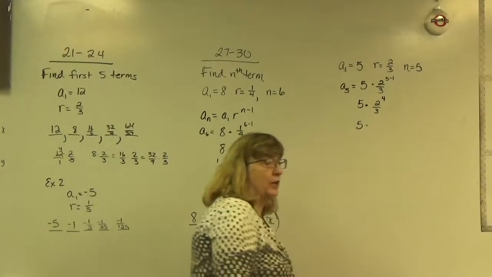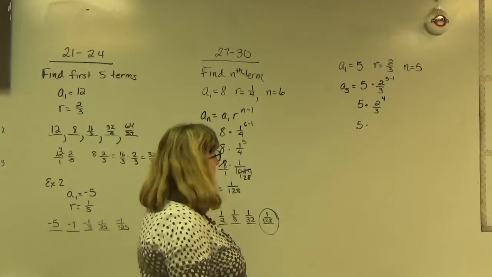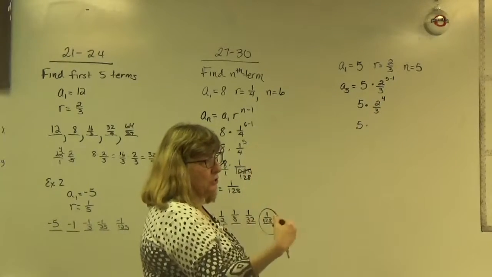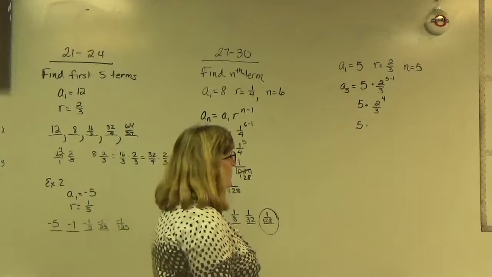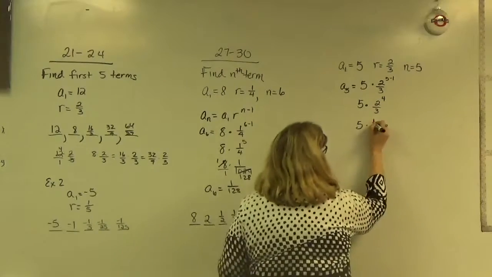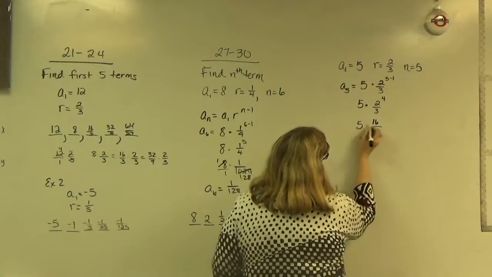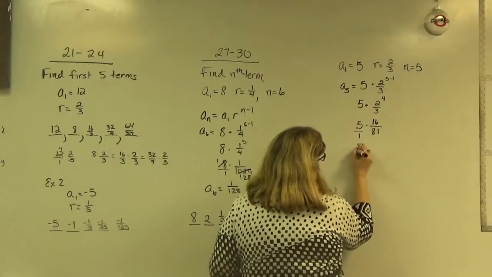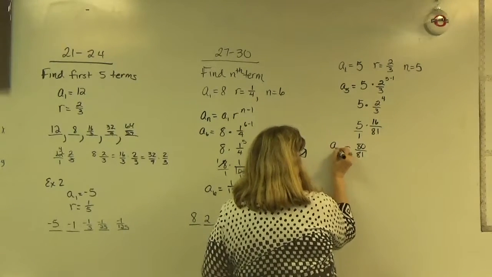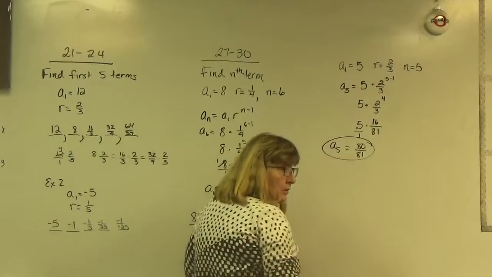And remember, when you do a fraction, I don't put the whole fraction in the calculator. I do each numerator and denominator separately, that way I won't go to decimals. 2 to the fourth is what, 16? Yeah. And 3 to the fourth is 81? Yeah. So I end up with 5 times 16 is 80, so I get 80 over 81. You guys agree with that answer?